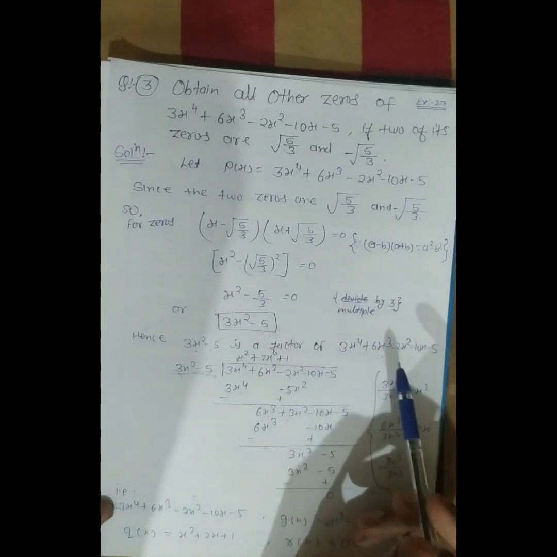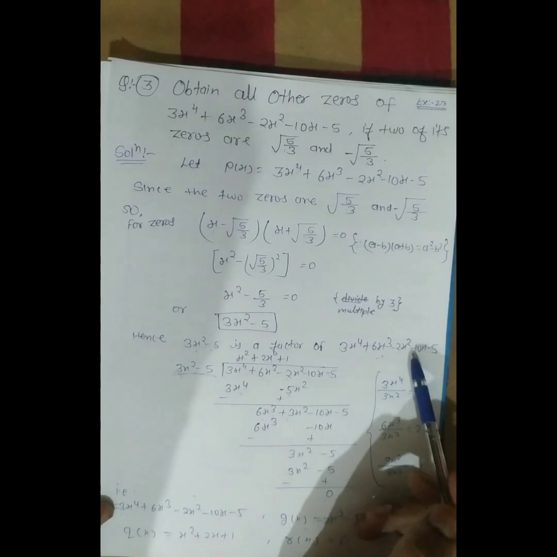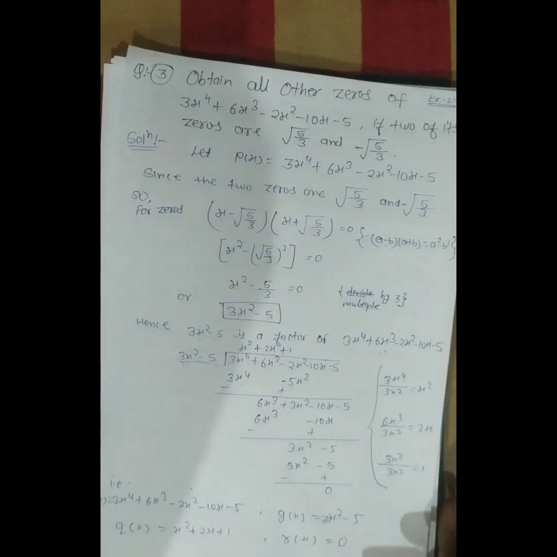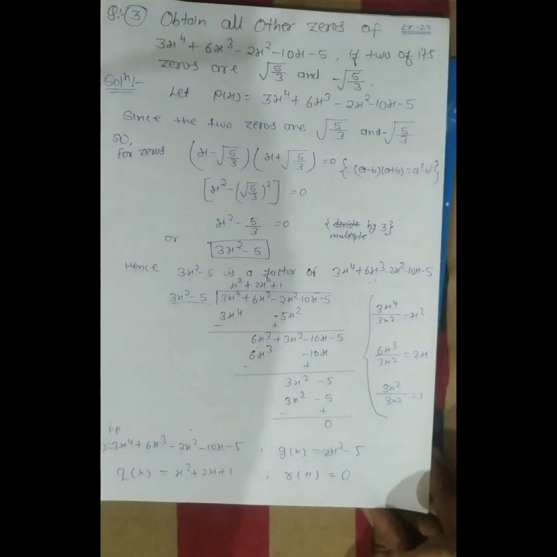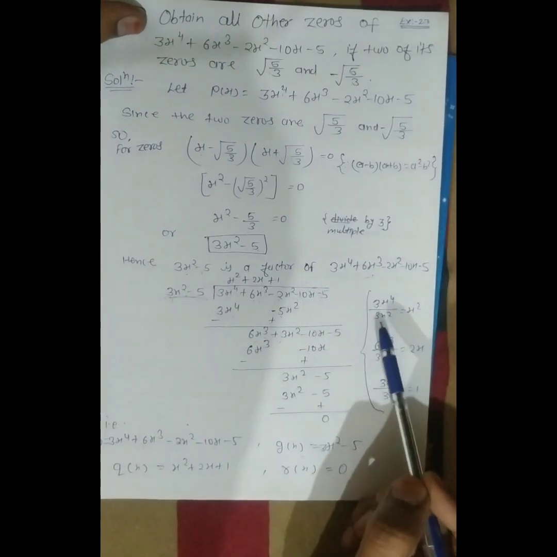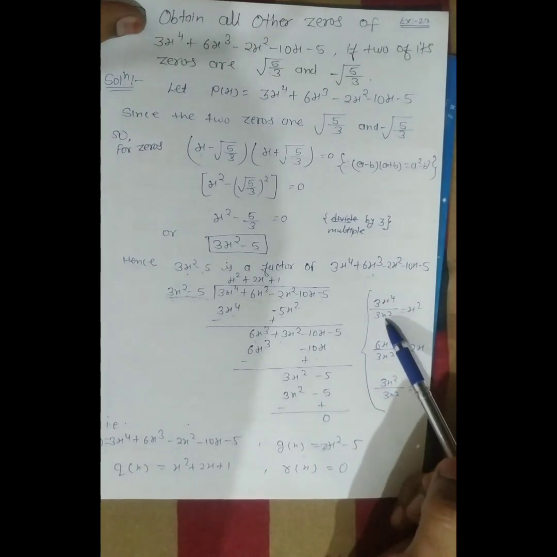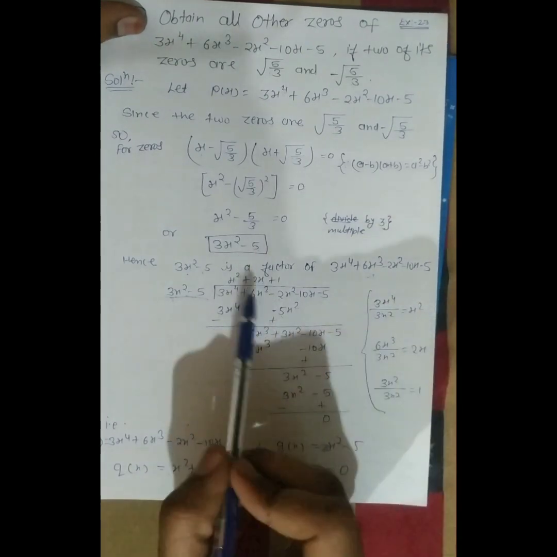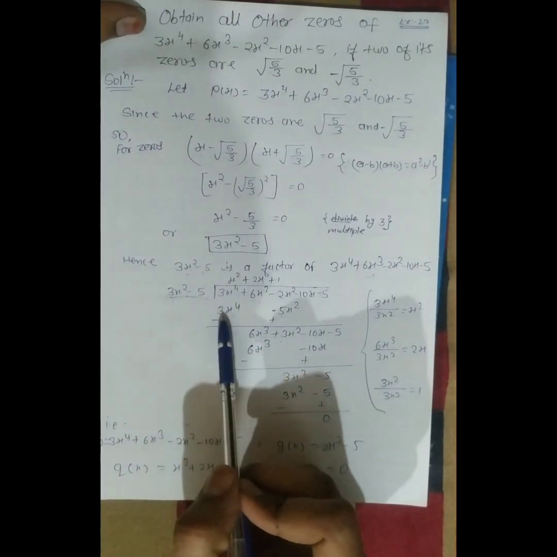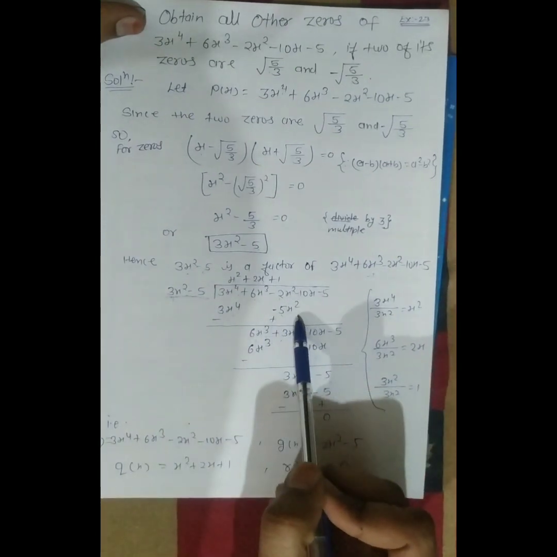So we divide 3x^4 + 6x^3 - 2x^2 - 10x - 5 by 3x^2 - 5 by the preceding process of division. Take 3x^4 and 3x^2. 3x^4 divided by 3x^2: the 3 cancels, x^4 divided by x^2, so we get x^2. Now we multiply x^2 by the whole divisor: x^2 times 3x^2 is 3x^4, and x^2 times -5 is -5x^2.